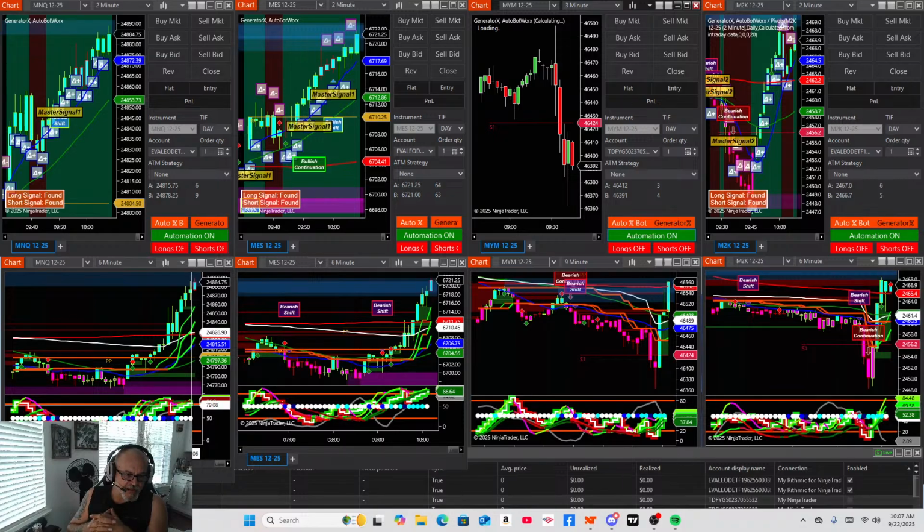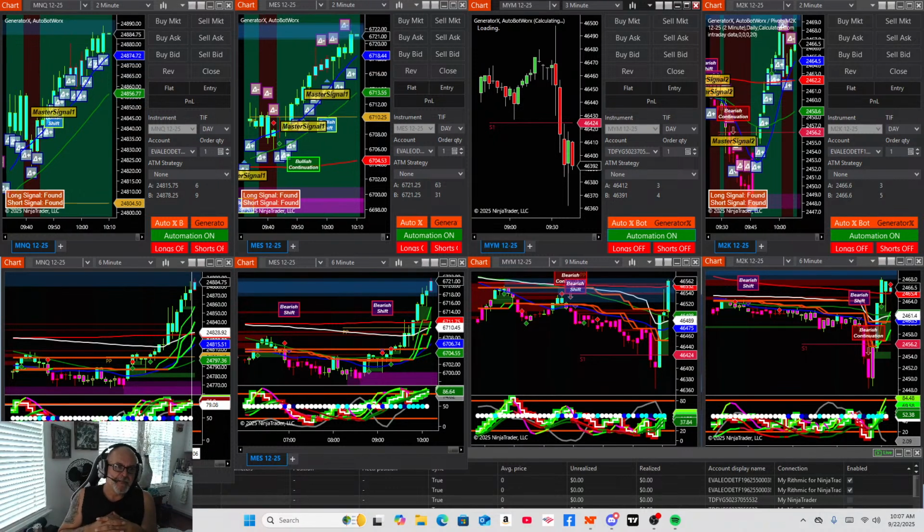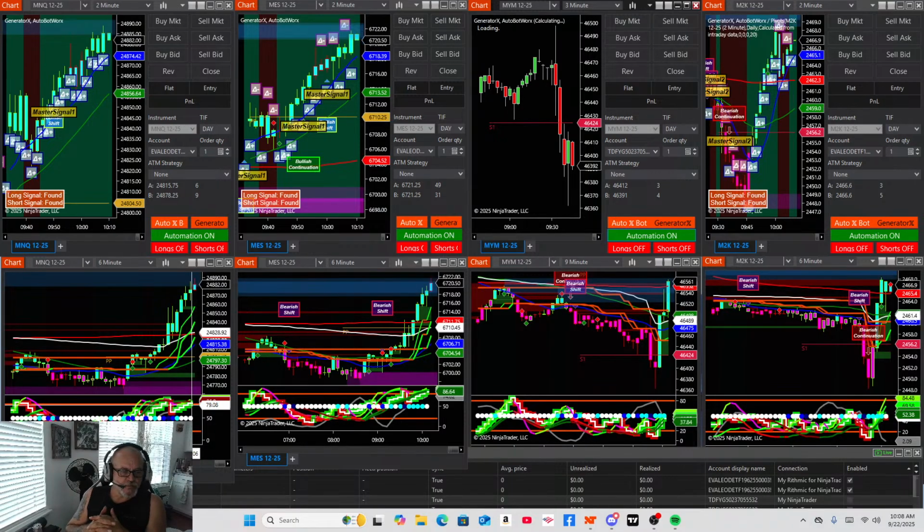We could pull back to the 200 and back to VWAP, which are sitting pretty close together on both the ES and the NQ. That would leave our super trend intact.